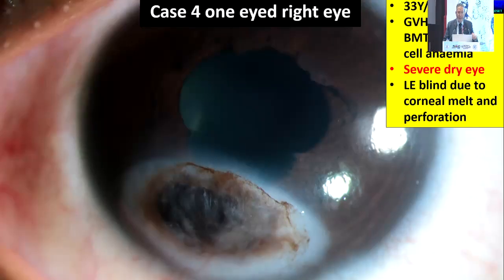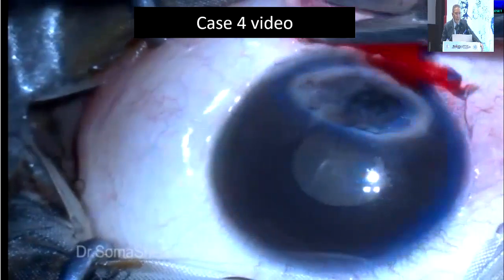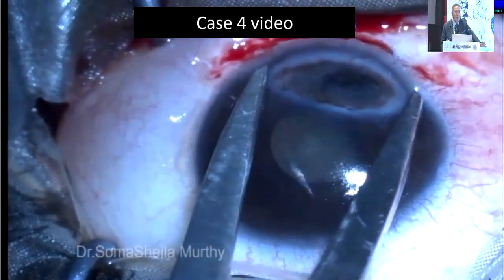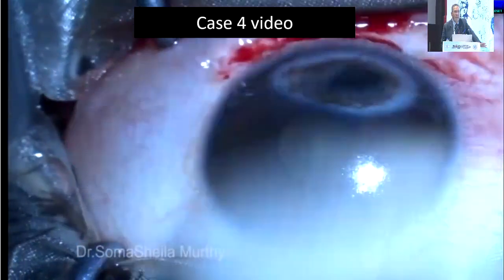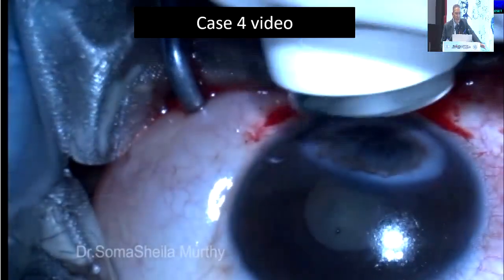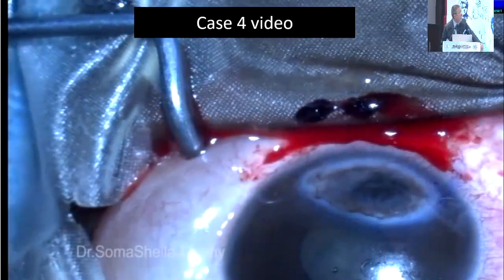And this is a one-eyed patient, with graft versus host disease following bone marrow transplant for sickle cell anemia. To complicate things, because of graft versus host, there was severe dry eye, and a one-eyed patient. So this is how it was tackled. So again, some things which I keep repeating: open the conjunctiva well beyond the margins of the perforated area. Then you can use a trephine with a marker to mark, or you can use the pen.